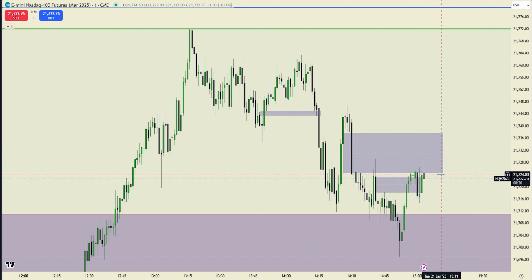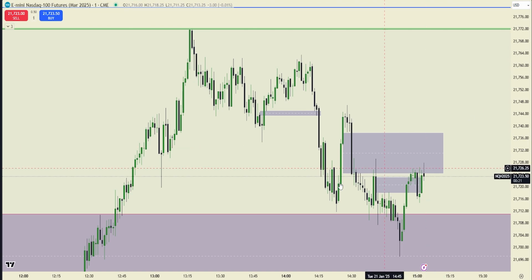Crypto, what are you in? What did you take to take an L? By the way, we have 5 equal highs on ES right now, right here at this high.